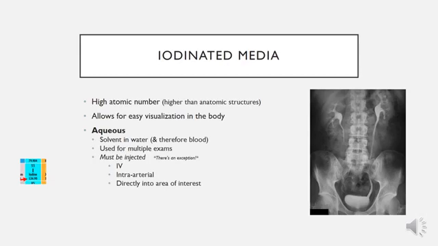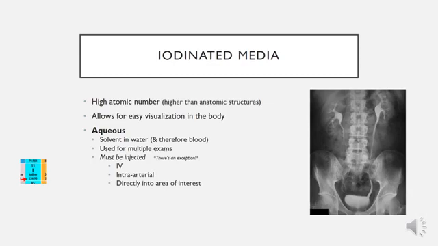Iodinated contrast agents are considered aqueous, meaning they are soluble in water and therefore blood, since blood is primarily made up of water. So this contrast can be absorbed within the bloodstream, and that allows us to use it for potential perforations or injecting into our vessels or into other bodily structures.